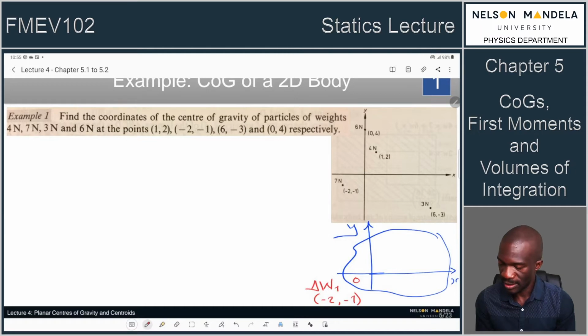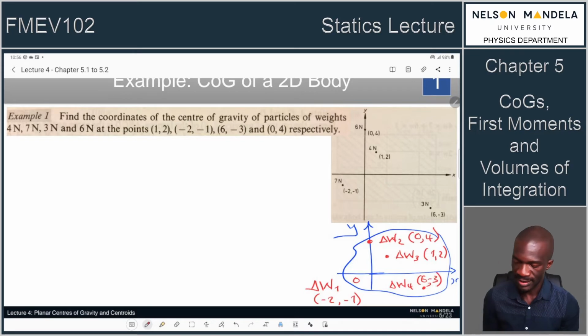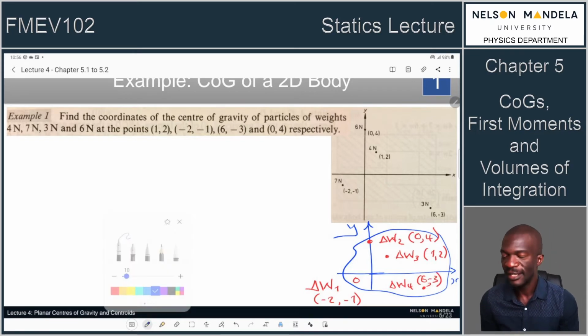Then we have another particle at some location there, and this particle, let's call it delta weight 2. It's at its own x2 y2, which is 0, 4. We have another particle there. It is delta weight 3, and it is at a point 1, 2. We have another particle here. It's supposed to be somewhere here. And this is maybe delta weight 4, and it is located at 6, minus 3. So that's our free body diagram.